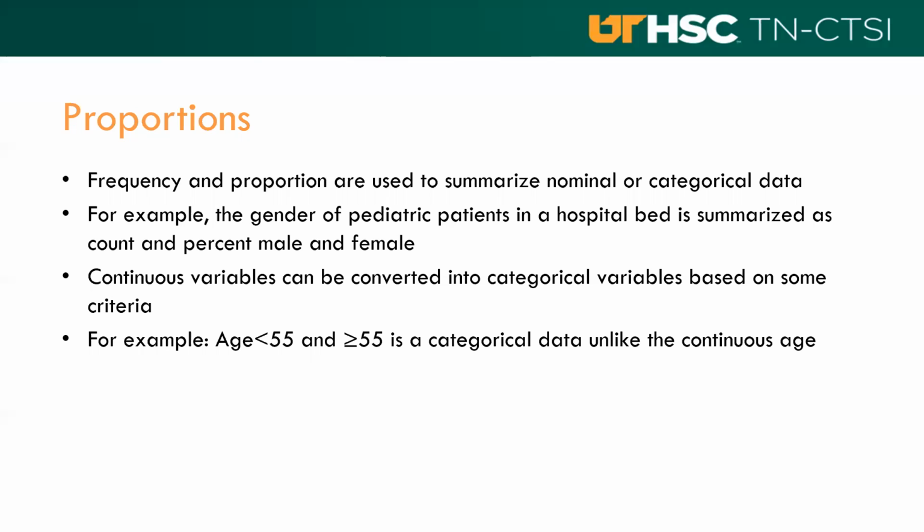Continuous variables can also be converted into categorical variables based on some criteria. For example, age below 55 and greater than or equal to 55 as categorical data. BMI, body mass index, is for example reported as normal, overweight, obese, and the like. But normally, BMI is continuous data. It's found by dividing the weight in kilograms over height in meters squared.